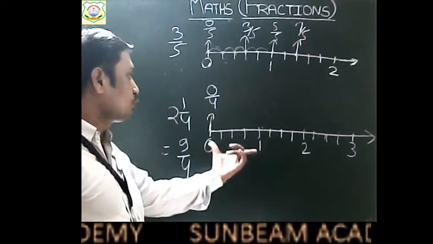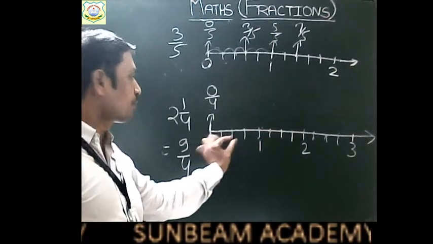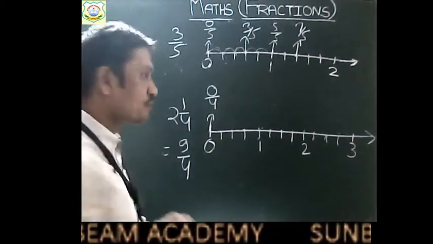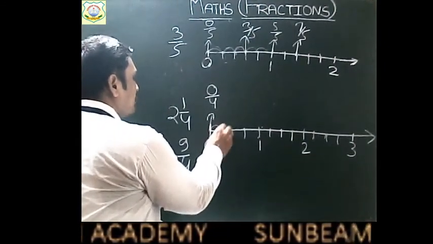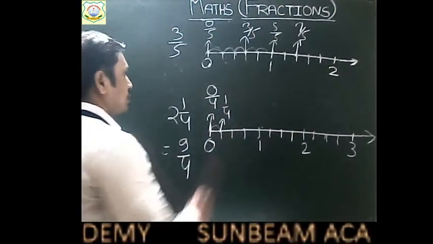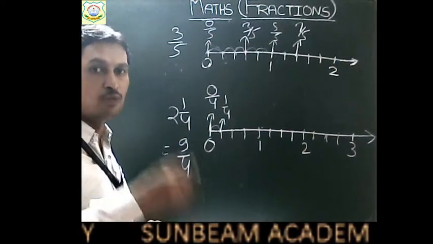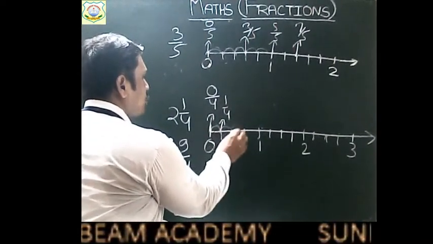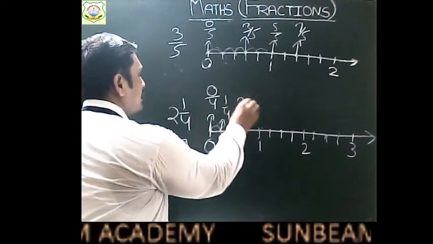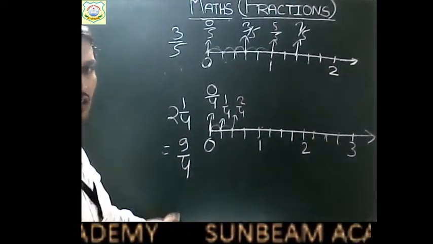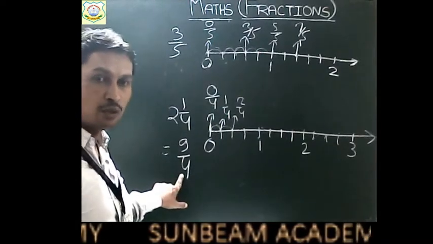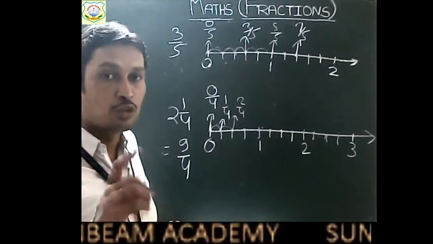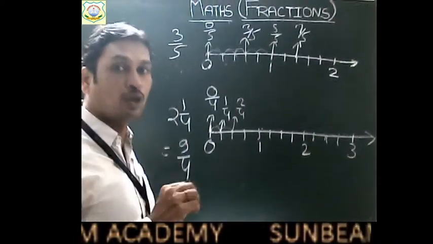Okay? And 0 to 1 is divided into 4 parts. So each part will show 1 out of 4. Okay? So if we move one step starting from 0, we will get 1 by 4. Then 1 by 4, 1 by 4, 2 times will give 2 by 4. Right, children? We have to reach 9 by 4. So 1 by 4, 1 by 4, how many times, children? 9 times. So you have to move 9 steps starting from 0.